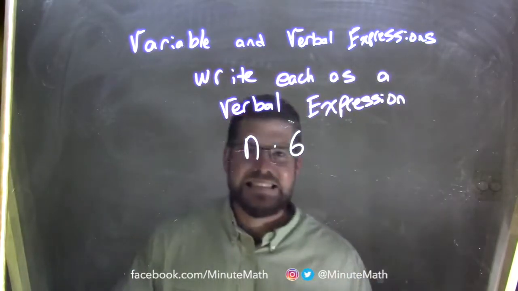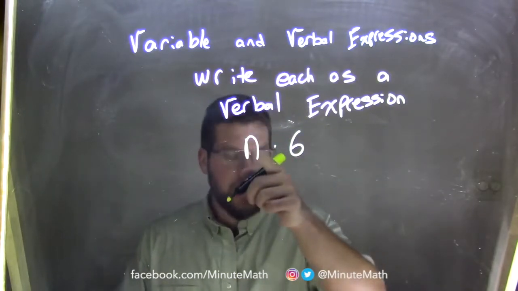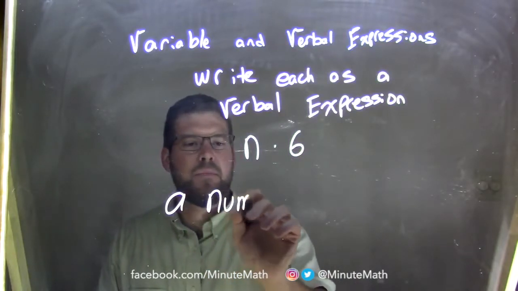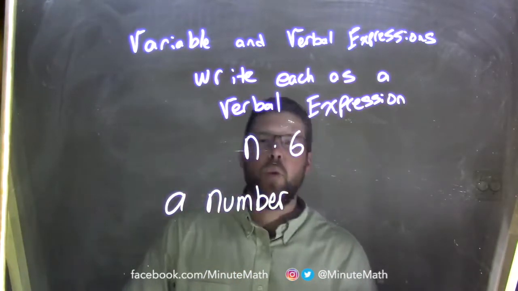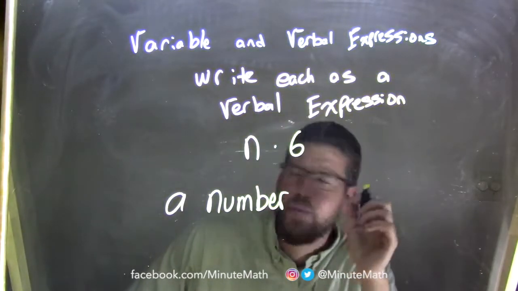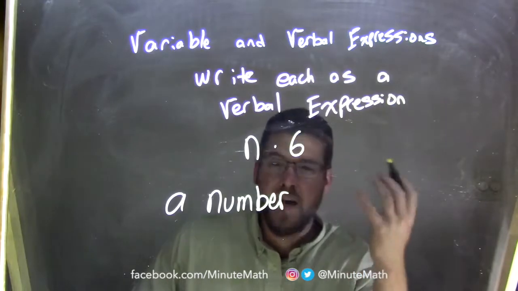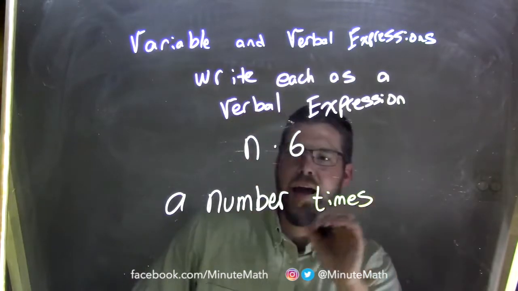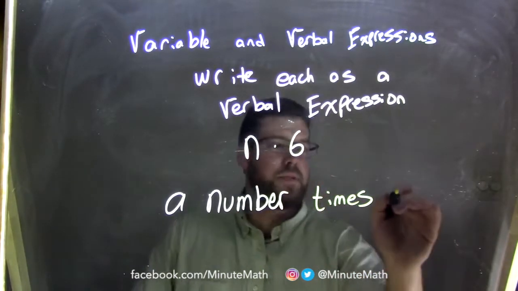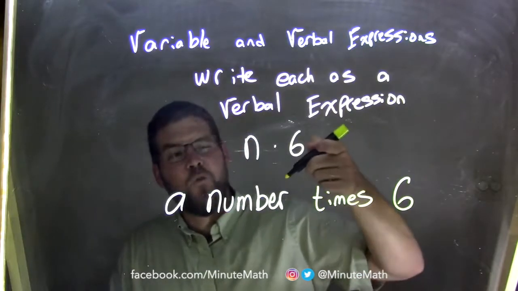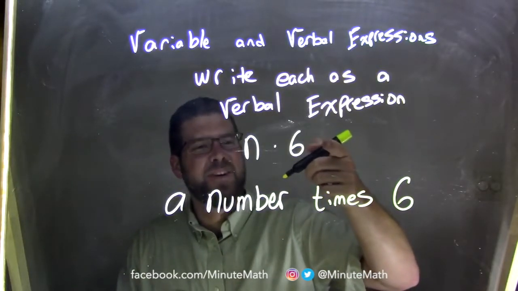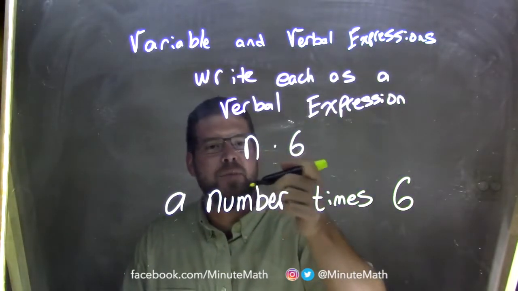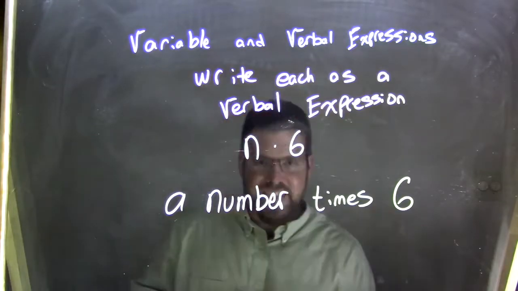N, multiplication, 6. Well, that number n can represent any number. So I have a number. Another word for that multiplication, that little dot that's inside there, is times. N times 6. So a number times 6. So we have that variable expression converted to a verbal expression down here. Variable n times 6, a number times 6.